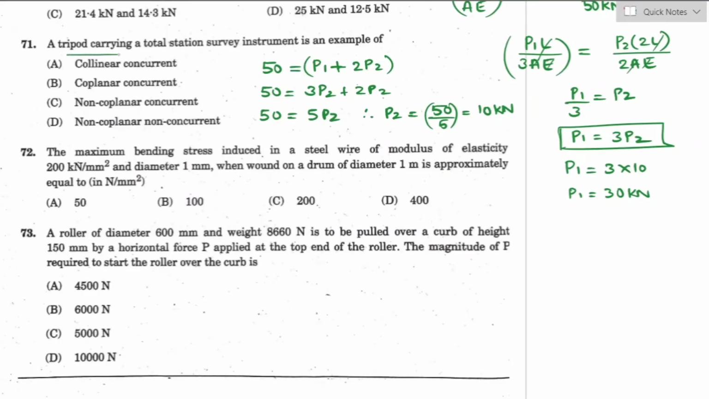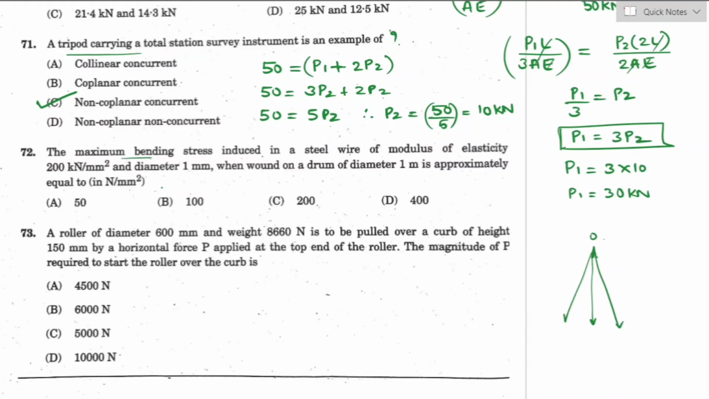Question number 71. A tripod carrying a total station survey instrument is an example for. Let us draw a free body diagram of a tripod stand. Here you can observe there are 3 legs of a tripod stand, where each of these legs passes through the same point but in different planes. So this type of forces represents non-coplanar concurrent forces. Option C is the right answer.